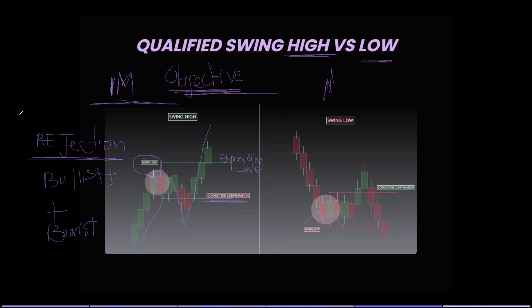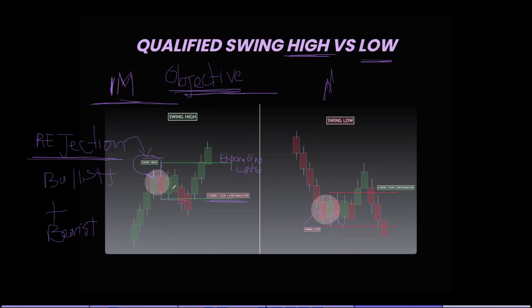So what constitutes a correction in our book? When you identify the rejection right here, I want you guys to mark the highest point of that rejection, right? Once you have the highest point of the rejection, the next thing you want to do is mark the lowest point of the bearish candle, not both candles, just the bearish candle right here, as you guys can see. This is going to be a correction confirmation.